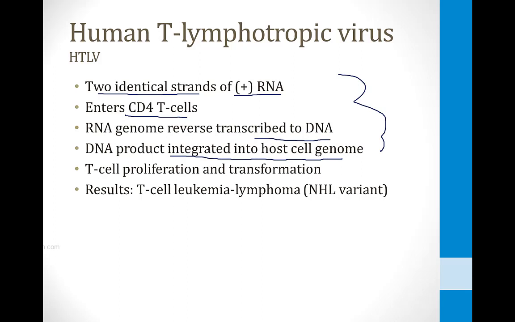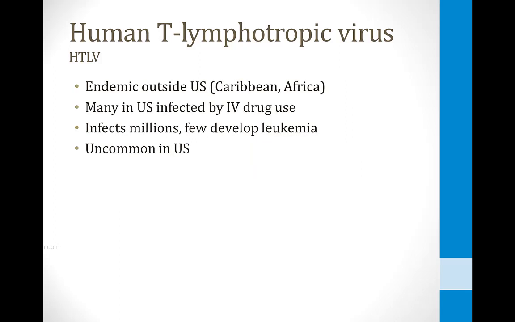What happens once HTLV infects T cells is that the T cells begin to proliferate and transform. So unlike HIV where the T cells die, in this case they become malignant. And the result is that you get a T cell leukemia lymphoma, which is a variant of non-Hodgkin's lymphoma. HTLV is endemic outside the US. There are places in the Caribbean and Africa and South America where up to 20% of people have antibodies to this virus.